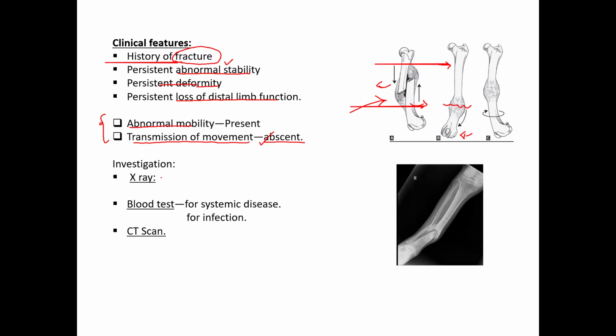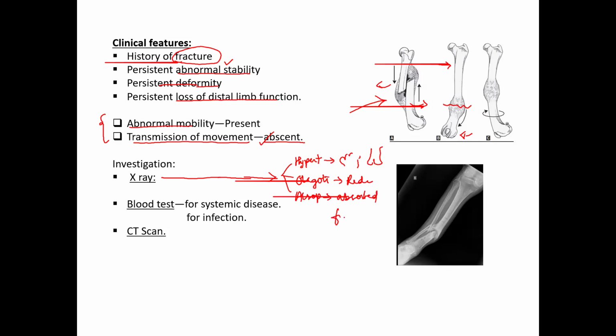X-ray. What are the findings on X-ray? So X-ray findings differ as per the type of the fracture. As we told, if it is hypertrophic non-union, callus is formed but does not bridge. So it's like a horse hoof or elephant foot. Then in oligotrophic non-union, there is callus formation, but there is no proper reduction. Then in cases of atrophic non-union, the fracture ends are resorbed.